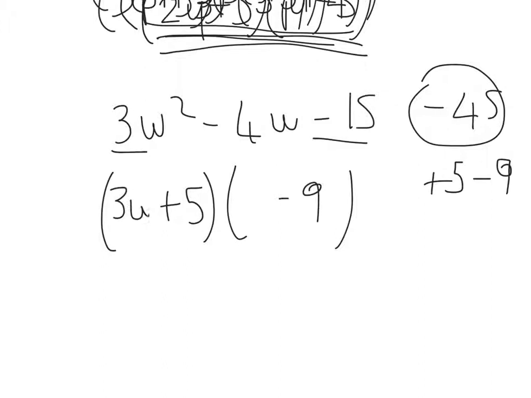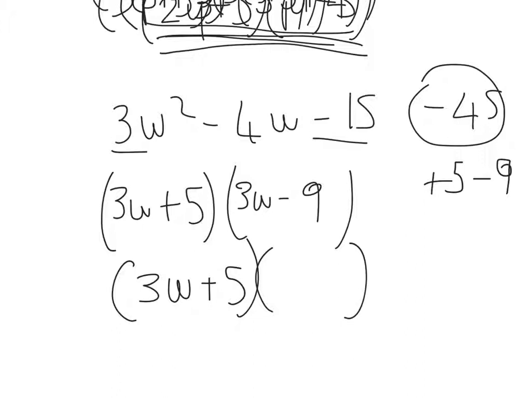Drop down 3w and drop down 3w. The first bracket can't be factorised further, so write it down again. But I can take a common factor of 3 from 3w minus 9, which brings that down to w minus 3. Okay, so we're going to factorise 3u squared plus 13u minus 10.